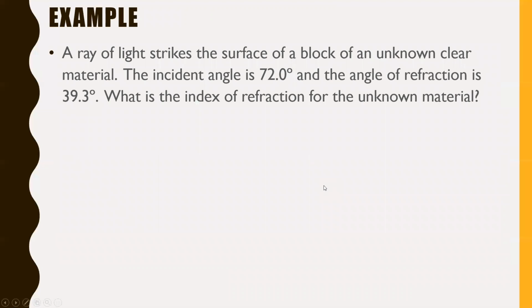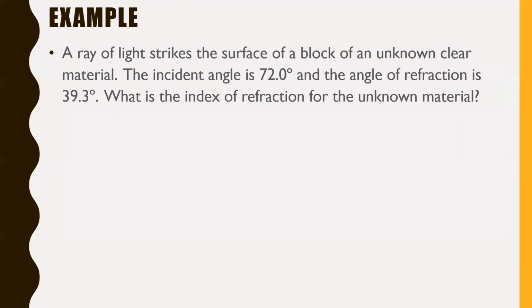So we have a few examples I'd want to go through here. We actually are doing pretty darn good for time, so I'll see what I can get through. A ray of light strikes the surface of a block of an unknown clear material. The incident angle is 72 degrees and the angle of refraction is 39.3. What is the index of refraction for the unknown material?